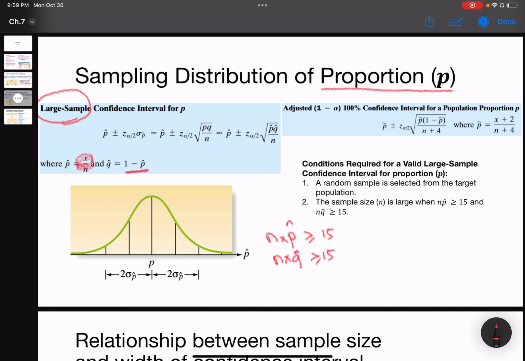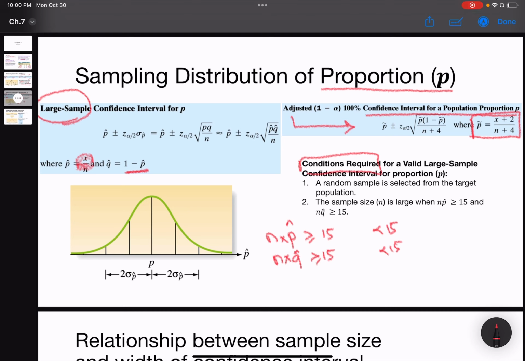Also, when n times p hat is less than 15, or n times q hat is less than 15, we can still get the confidence interval for a population proportion using the adjusted form, where we basically calculate the p tilde using this formula. Also here, for sampling distribution of proportion, we have conditions to be met.